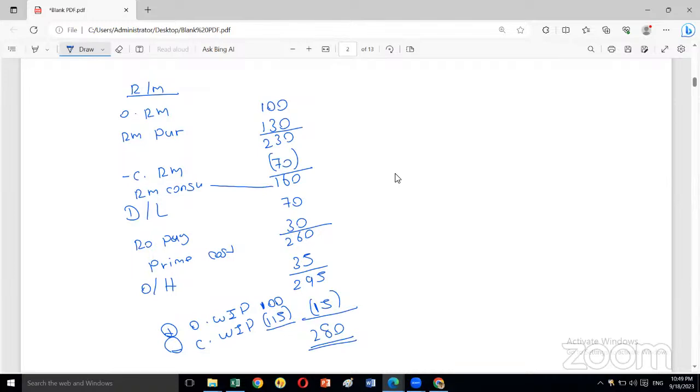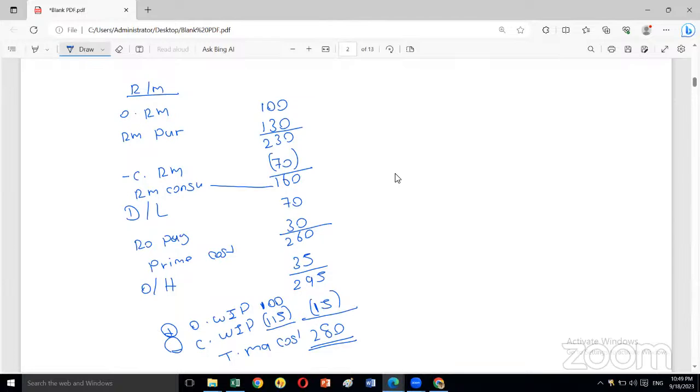You should know the format. If you know the format only, you can do this question. So this 280, how should I record it? Total manufacturing cost. Okay, this is one way.